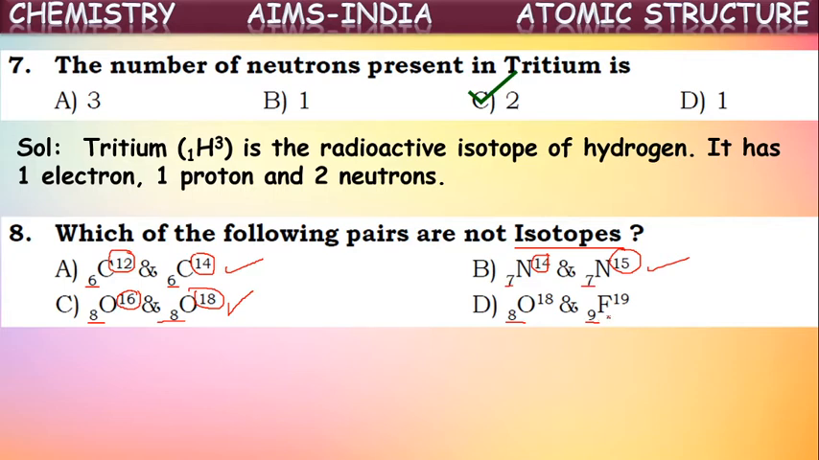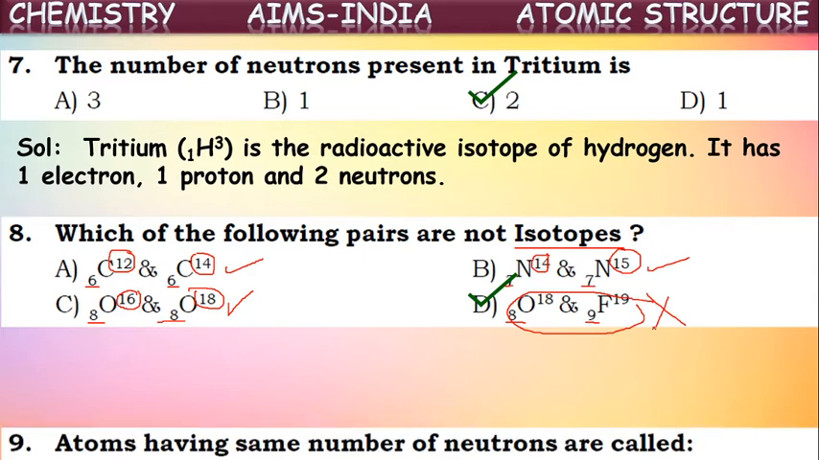If the atoms having same atomic number, different mass numbers, then they are called isotopes. But if they have different atomic numbers, then they are not said to be isotopes. So this is not an isotopic pair. What they're asking in the question is, which of the following pairs are not isotopes? So these two will not come under isotopes or isotopic pair.